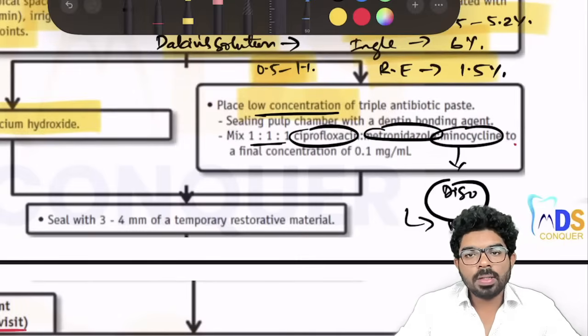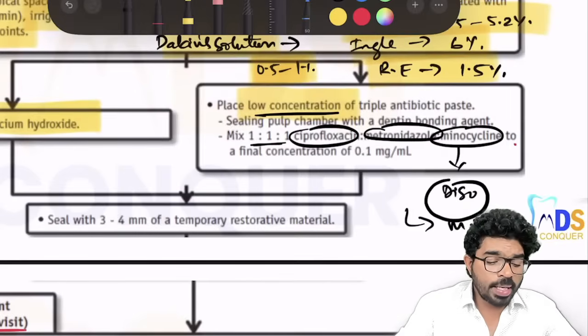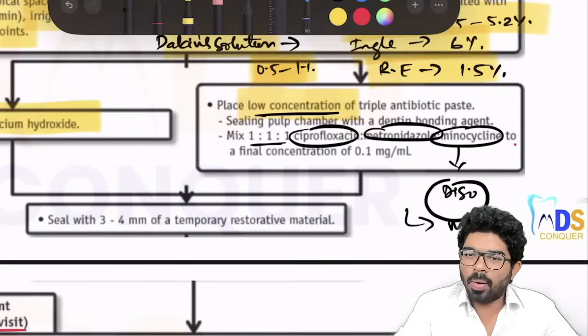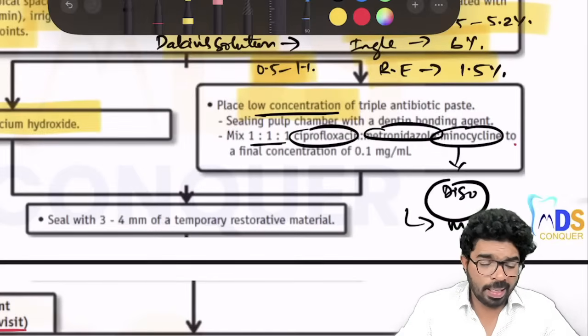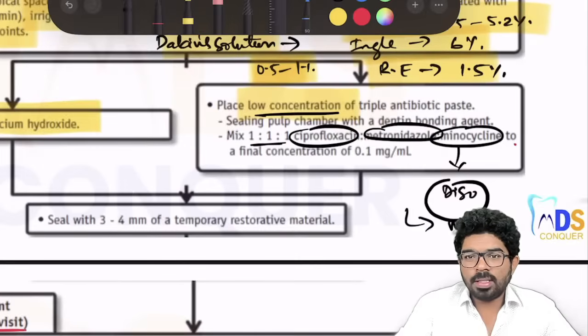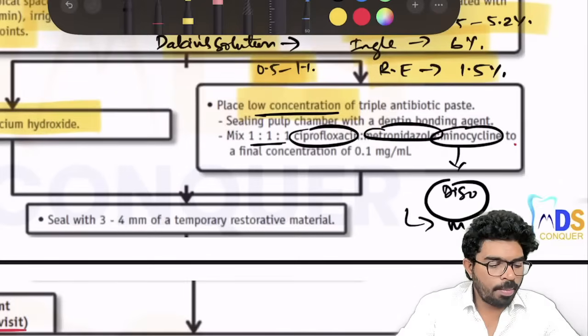So again, you have a very frequently asked question. So that is the final concentration. I told you it is low concentration. How much is the low concentration was again a question that was given for us in INICET. The answer is 0.1 milligram per ml. Please write down that 0.1 milligram per ml.